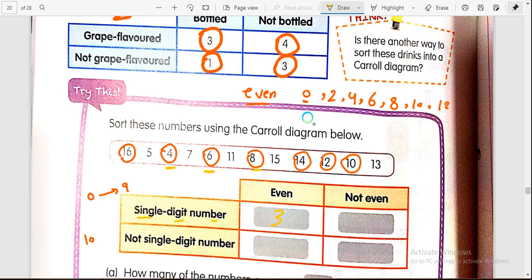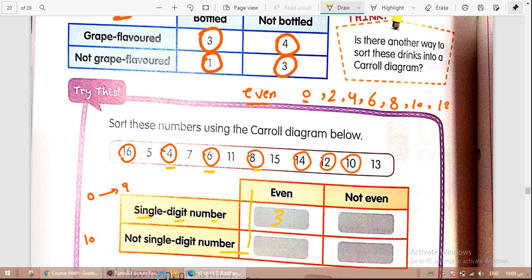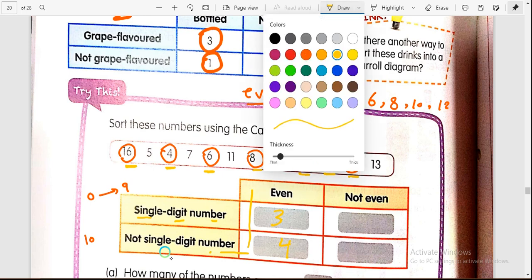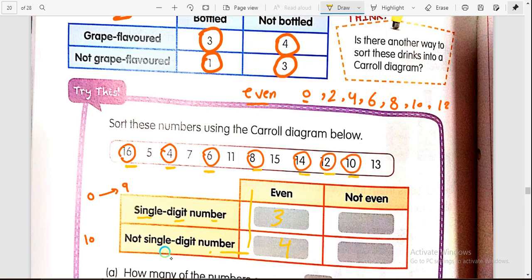Not even. Let's complete the column of even first. Not single digit number, but it's even: 1, 2, 3, and 4. So we have 4 numbers, they are even and not single digit numbers, more than 1 digit, okay? Not even, we have 5, 7, 11, 15, and 13. But I need the single digit numbers that are not even. Single digit number, but not an even number: 5, 7, so we have 2 numbers only.